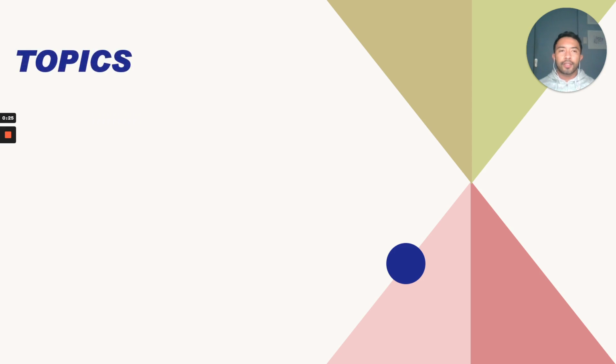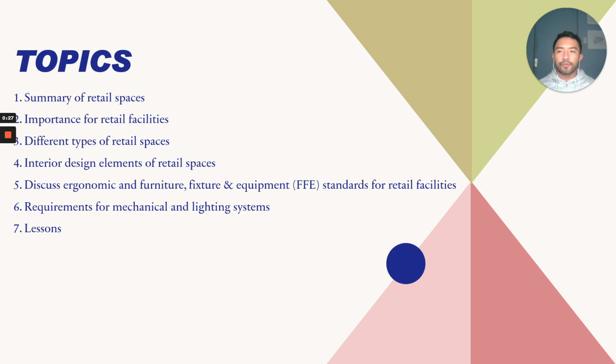The topic outline for this presentation are the following. First, we will summarize what retail spaces are, the importance of retail spaces, different types of retail, interior design elements involved in a retail space, discuss the ergonomic and furniture, fixture, and equipment or FFE standards for retail spaces, and the requirements for mechanical and lighting systems. And lastly, lessons about retail design.